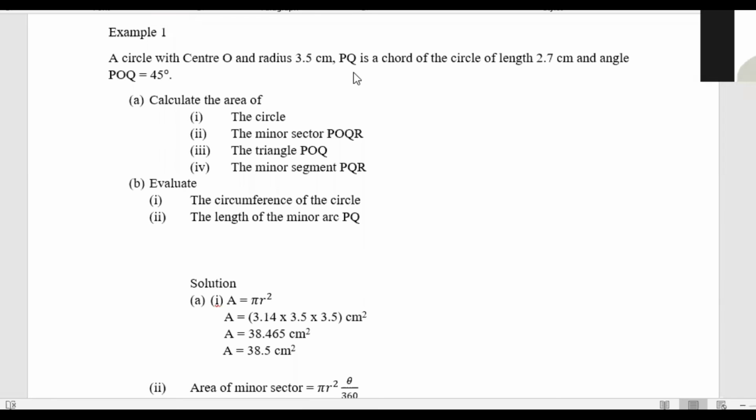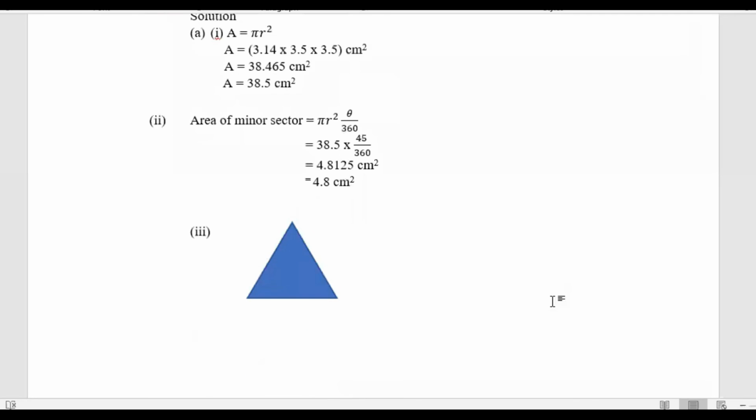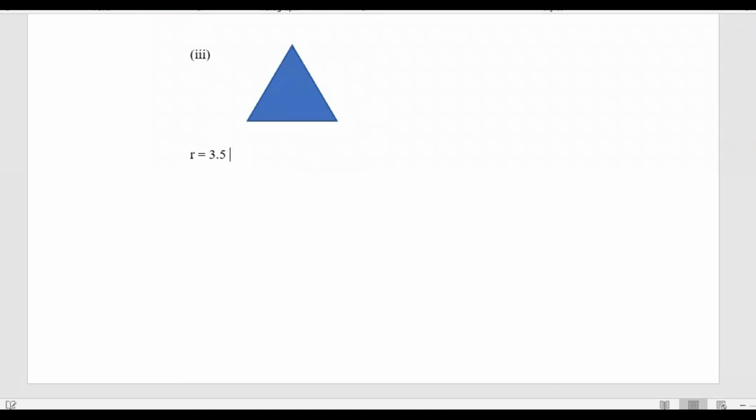Hence, we already know the radius, so let me make a note of that. The radius is given as 3.5 centimeters. So if here is 3.5, then here is also 3.5. Here we'll need to find this part. But if you read that question, it says that PQ is the chord of the circle. So this part here is the chord of the circle.